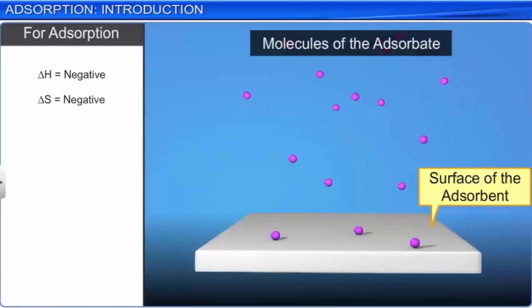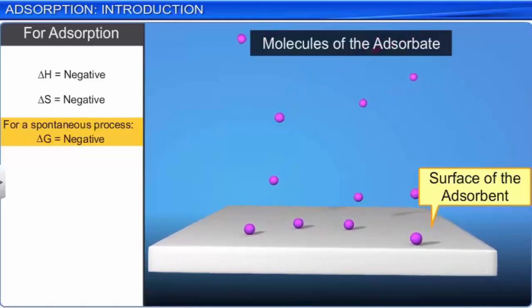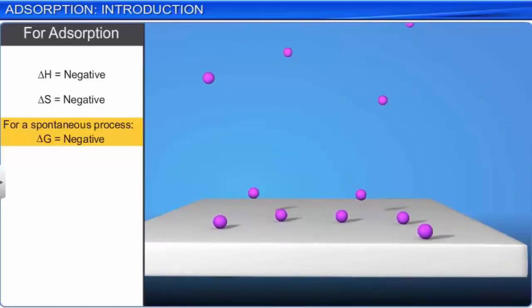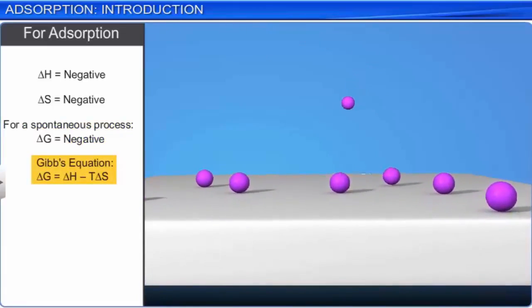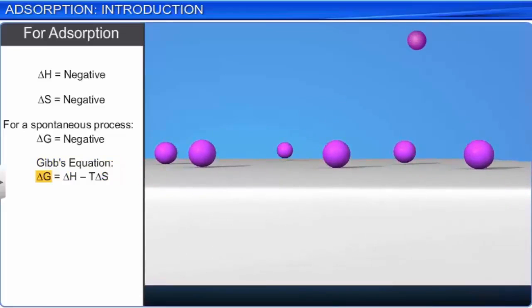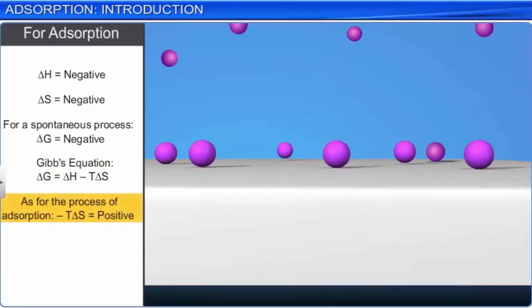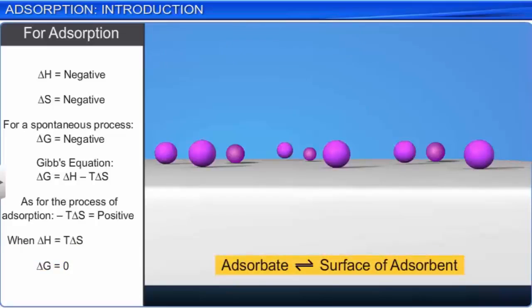We know that for any thermodynamic process to be spontaneous, the Gibbs free energy change, delta G, must be negative. The Gibbs equation is delta G is equal to delta H minus T delta S. So, delta G can be negative if delta H is sufficiently negative, since minus T delta S is positive for the process of adsorption. When delta H becomes equal to T delta S, or when delta G becomes 0, the adsorbate and the surface reach a state of dynamic equilibrium.